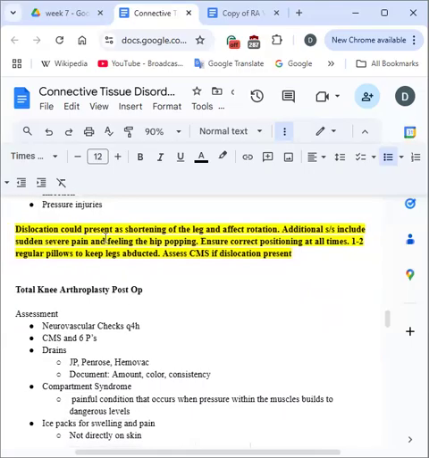Some extra information here. Dislocation can present as shortening of the leg, so that could be a type of question. They might have a Kaplan question like that, where the patient's leg is shorter on one side, and it could be a sign of dislocation. Also sudden severe pain, and feeling the hip pop.